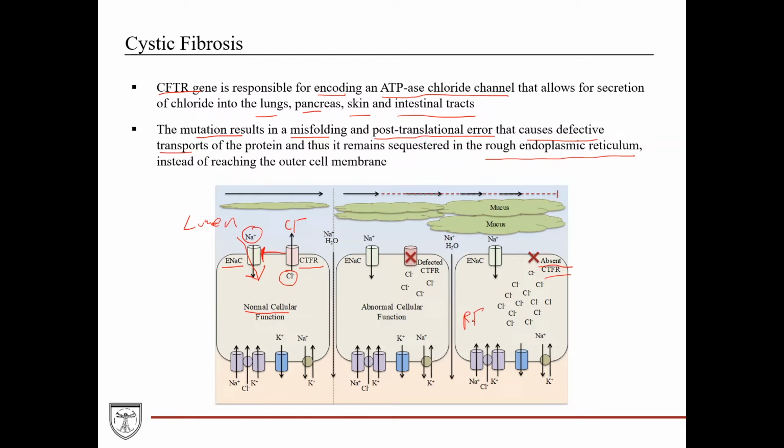So you have the rough ER down here, and you have the protein in here, and it just can't fold properly. And so it just kind of is disfigured and gets stuck in the rough ER and can't make its way up to the cell surface. And the end result is that you don't have it present in this apical cell membrane to export chloride out. Some mutations will result in the protein reaching the membrane, but that protein is defective and does not work as efficiently. This is a milder form of cystic fibrosis. This is much more rare. The most common, though, is where it's completely absent from the cell membrane.